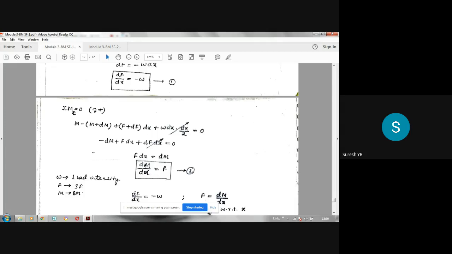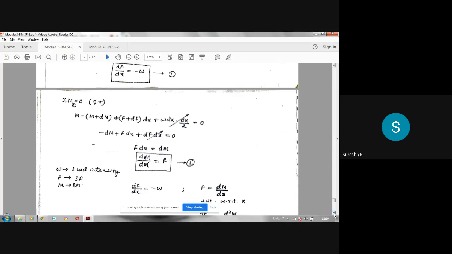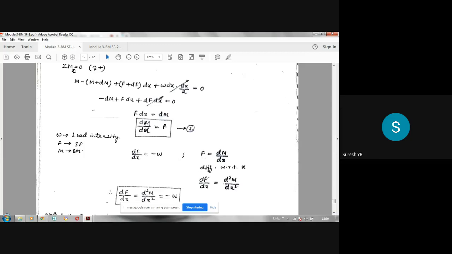Okay. Now let us combine these two. What happens? So df by dx is equal to minus w, you know. But we know that f is dm by dx. Put for f here as dm by dx, then what it becomes? It becomes, if you differentiate this with respect to x, df by dx is equal to d square m by dx square, or d square m by dx square is nothing but minus w. See here. Okay. So this is the final relationship which relates all the three: bending moment, shear force, and load intensity. So very simple derivation.